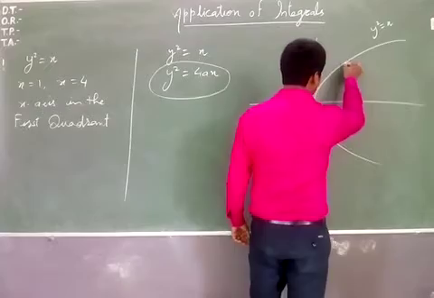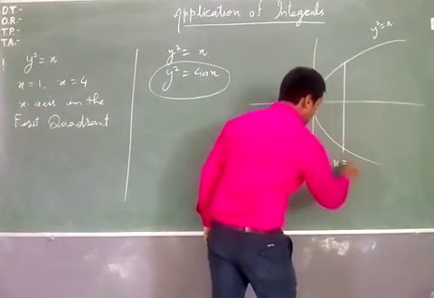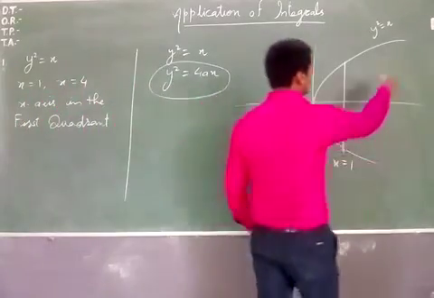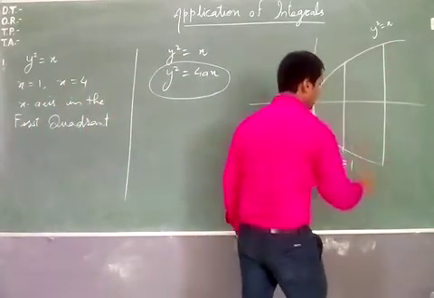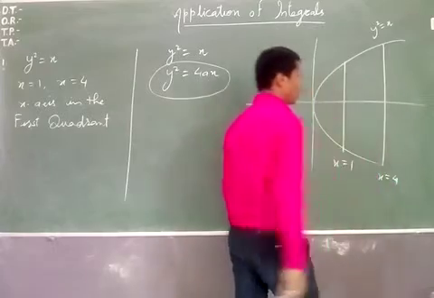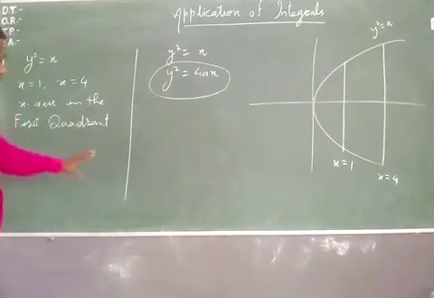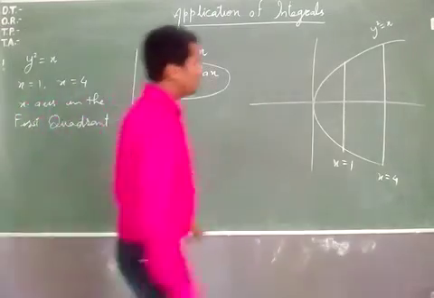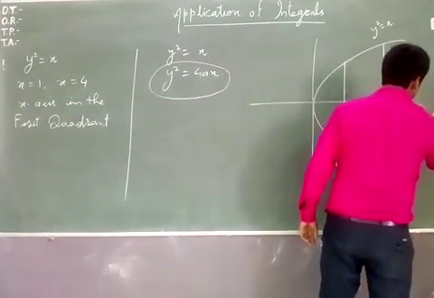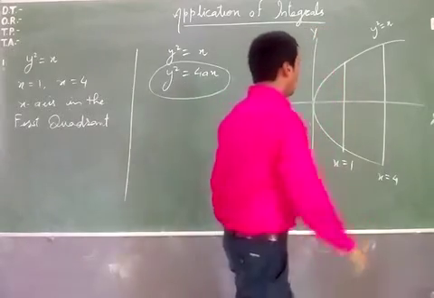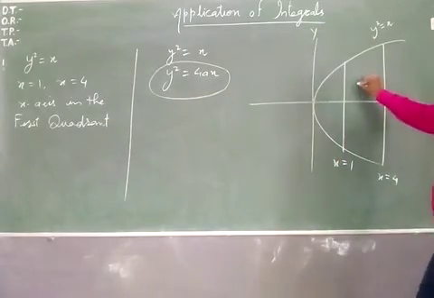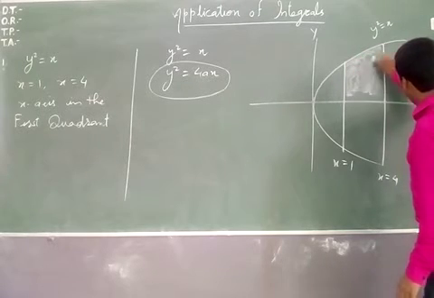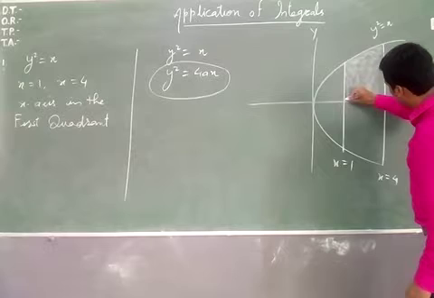Suppose that we have a line x equal to 1 and the second line is x equal to 4. So we can draw a line x equal to 4. Next condition is on x-axis in the first quadrant. So this is x-axis and this is y-axis. On x-axis in first quadrant we have only this shaded part. Only this part we have.